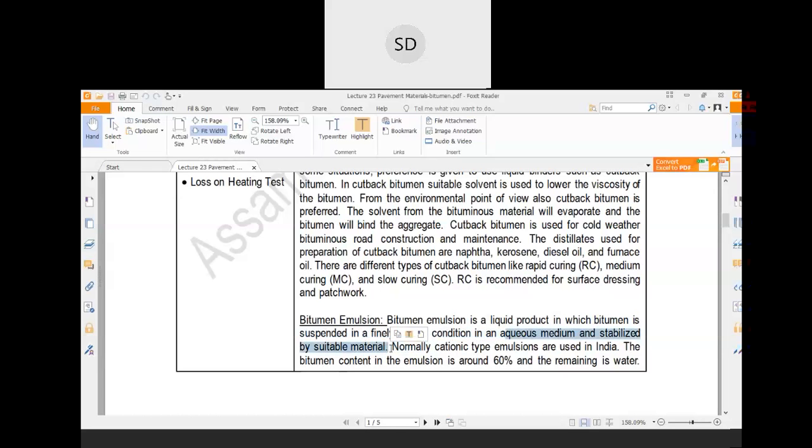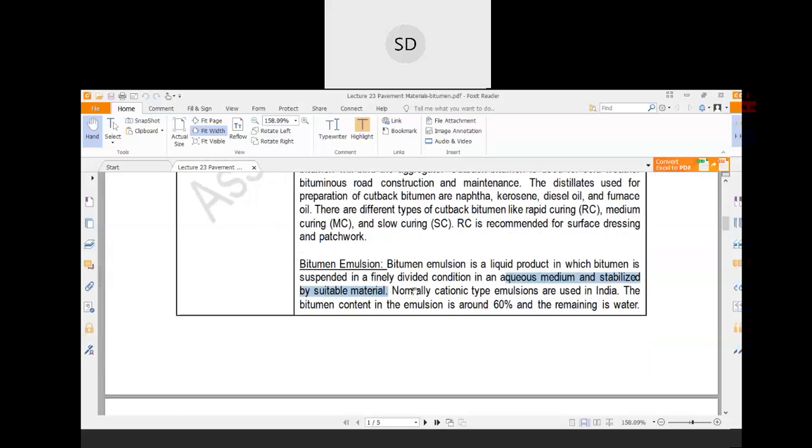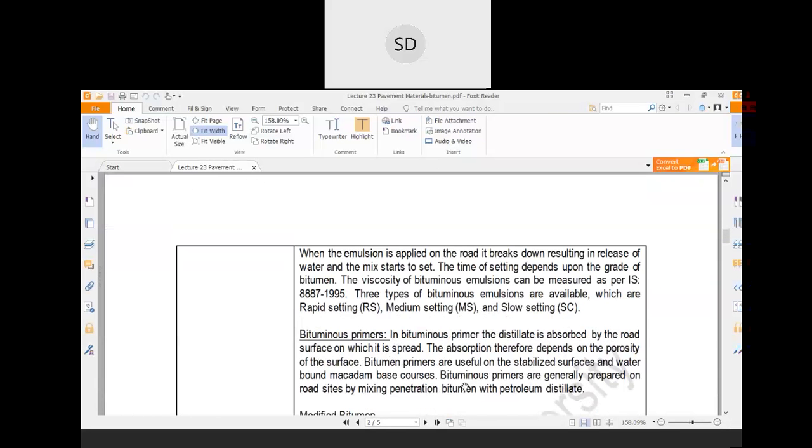If you go through the chemical properties of the emulsifier liquid, generally it has two ends, positive and negative. Normally cationic type emulsions are used in India. The bitumen content in the emulsion is around 60% and the remainder is water. As I discussed, bitumen is mixed with water with a suitable percentage of the emulsifier liquid.